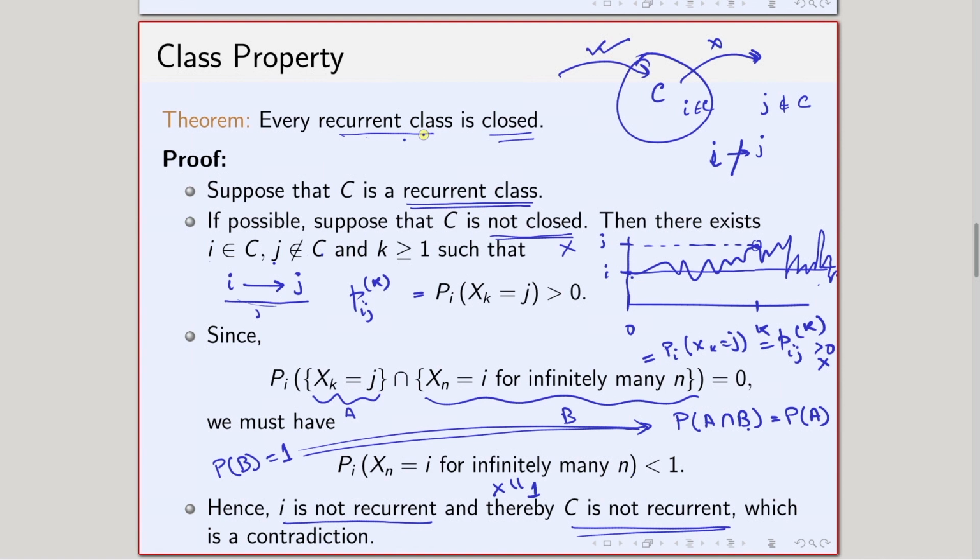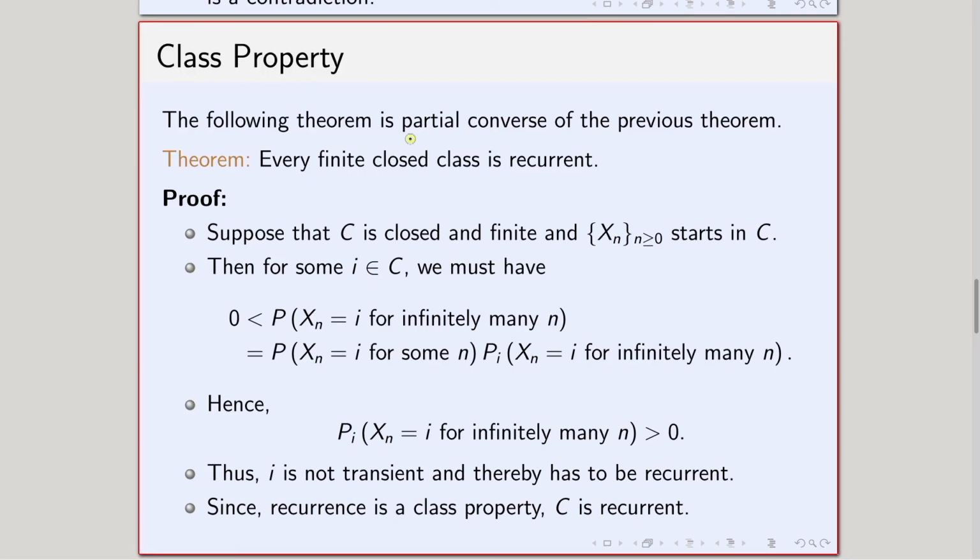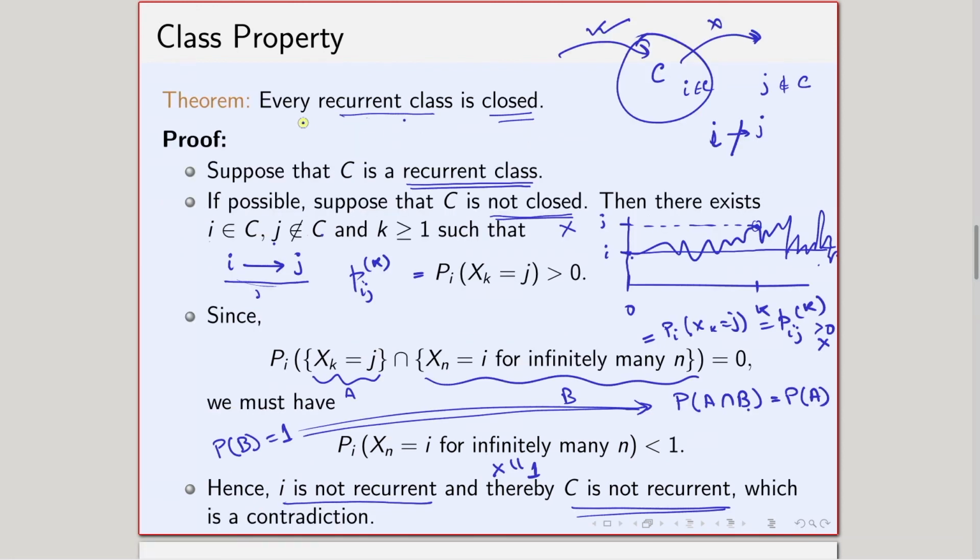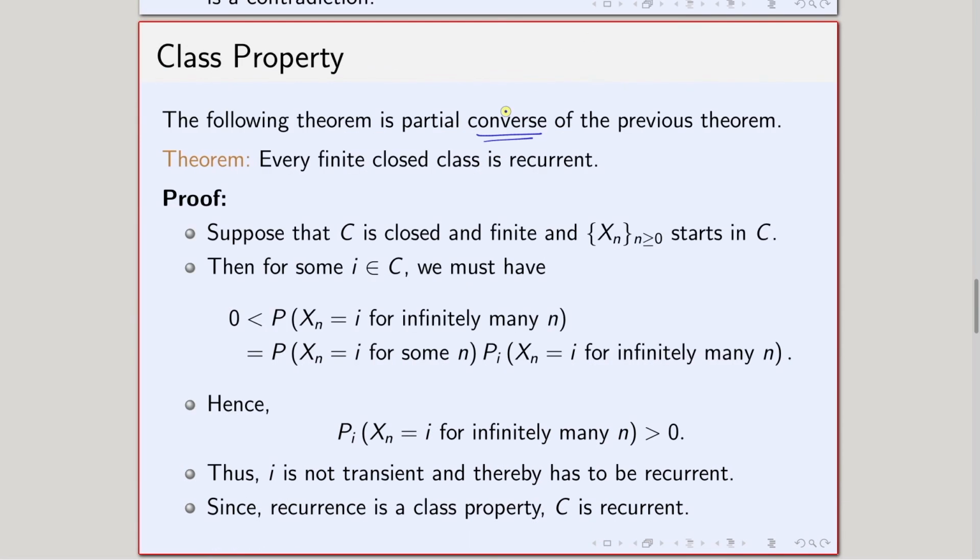So what we have proved till now: first, we have proved that in a communicating class all the states will be recurrent or all the states will be transient. If I have a recurrent class, the recurrent class is closed. That basically means that if I am in the recurrent class once, I cannot come out of that particular class, ever. I will be inside that class forever. With that, let us proceed, and now let us talk about a kind of partial converse of the previous theorem. The previous theorem says that a recurrent class is closed.